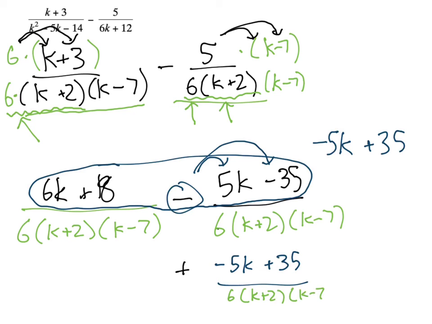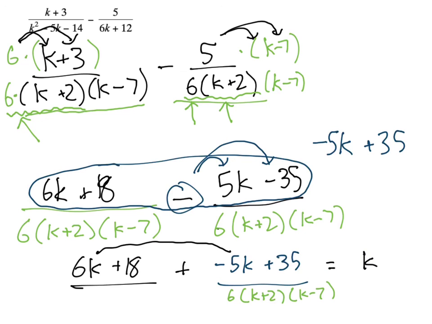And now we're ready to combine the like terms from our other numerator. 6k and negative 5k, when we combine those together, gives us 1k, or just k, and positive 18 plus 35 gives us 53. So 35 plus 10 would be 45, plus another 8 gives us 53. And we still have that same common denominator, 6 times k plus 2 times k minus 7.